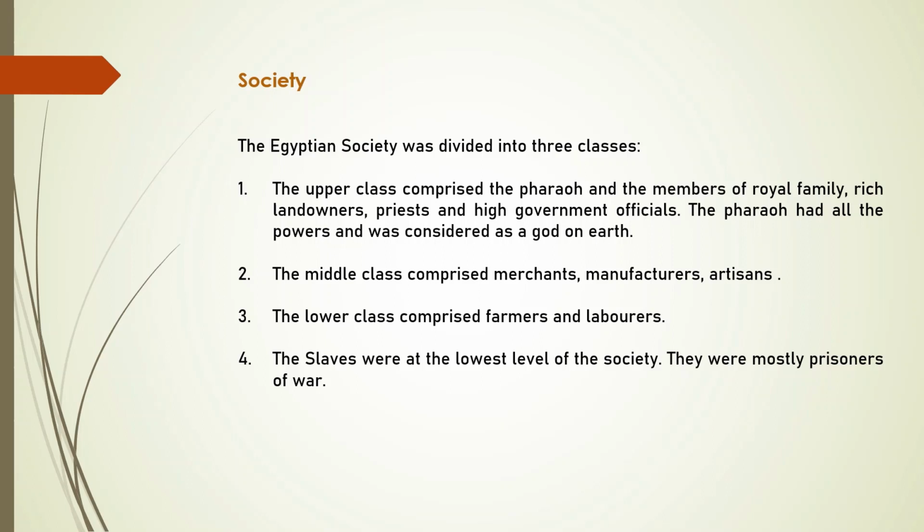As we have seen, Egyptian society was divided into classes: upper, middle, and lower. Pharaoh, landowners, members of royal family, priests belong to upper class. Merchants, artisans belong to middle class, and farmers and laborers to lower class. The slaves belong at the lowest level. In this way, society was divided into different classes.